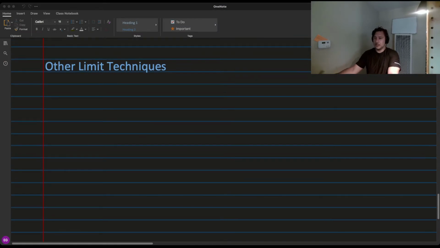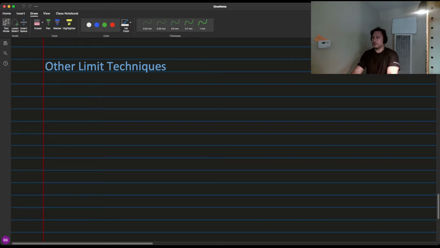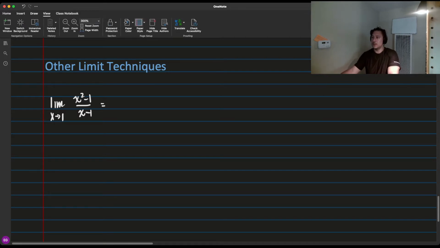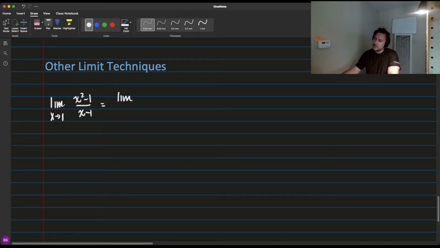Okay, so we're going to motivate this with an example. Let's say you wanted to do the limit as x approaches 1 of x squared minus 1 over x minus 1. So you would try to use the quotient rule and you would break it up. You'd get the limit as x approaches 1 of x squared minus 1 divided by the limit as x approaches 1 of x minus 1, and then you work on the denominator.